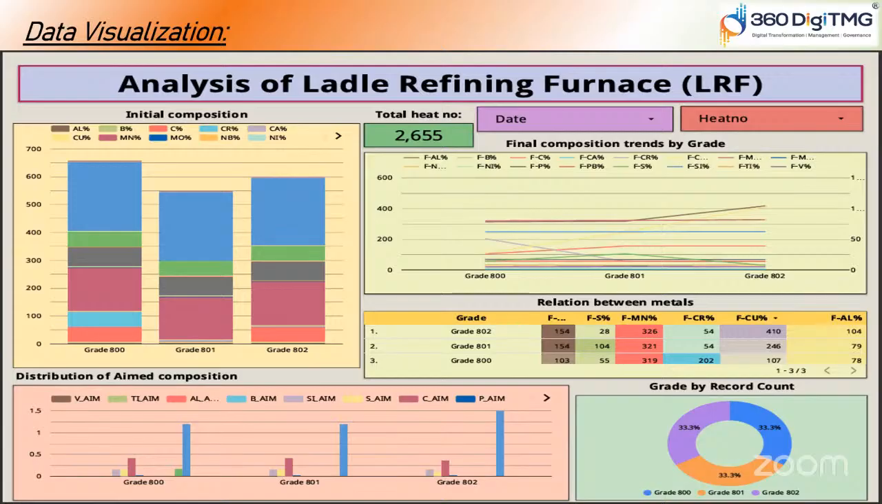If you ask me, would this data feed a real-time prediction model? Yes. The cleaned dataset and real-time sampling logs can train a supervised model to predict the post-LRF composition, flag anomaly risk, and suggest alloy corrections.